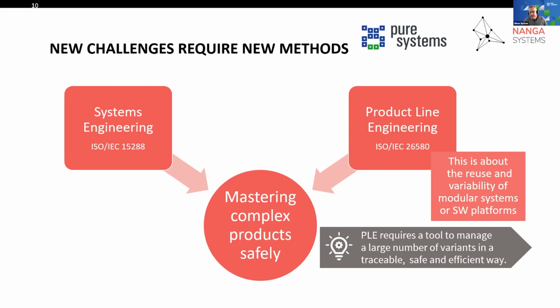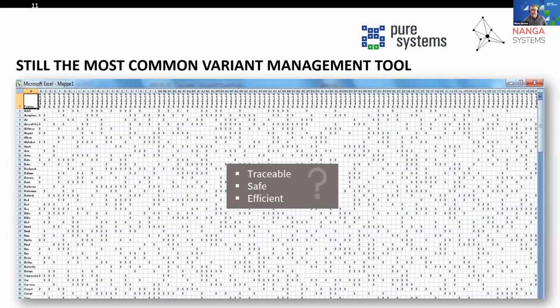This is the reason why a PLE methodology requires a tool which manages this large number of variants in a traceable, safe and efficient way. And I think I don't tell you a secret when I say that one of the best known variant management tools at the moment is Excel. Lots of companies use Excel. In this example you can see lots of rows with different features, and on the other side different variants, and you have lots of crosses.